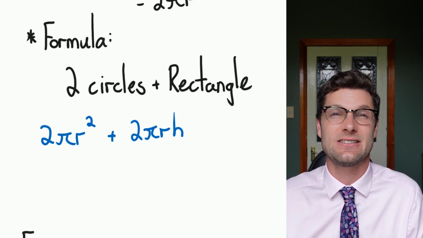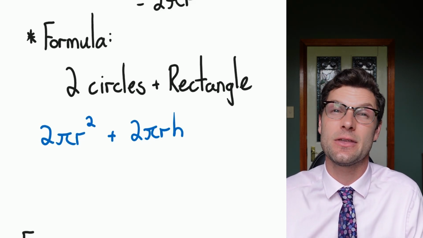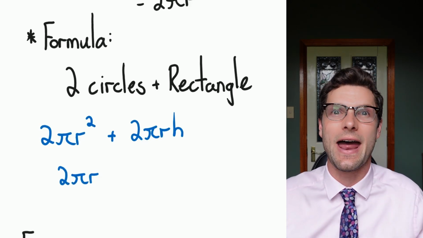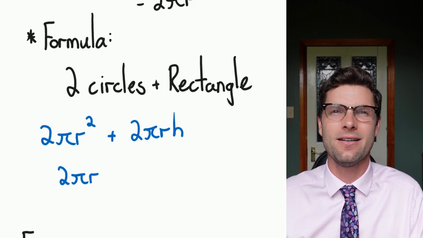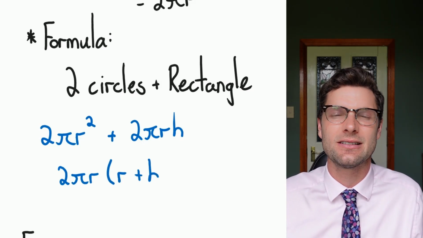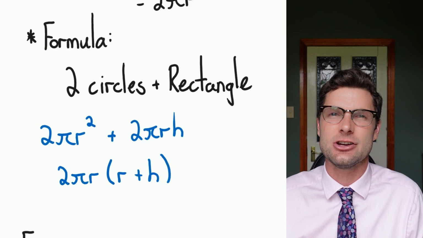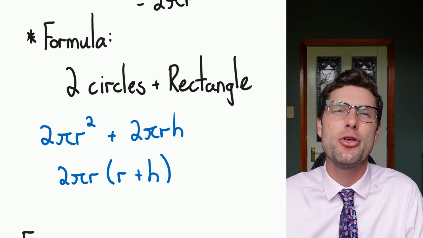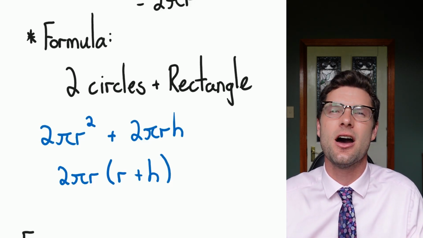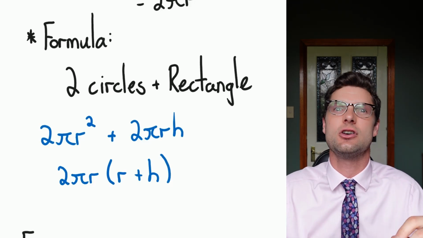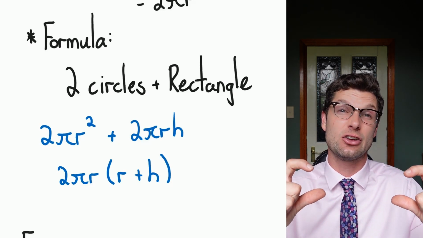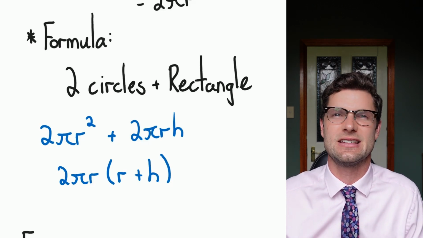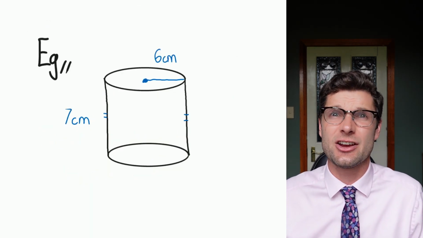You might sometimes see this formula factorized, and that is something that you should look out for. So in both of those terms, we've got 2 pi r, and I could rip that out the front. So I would have 2 pi r. Then for the circle, I would have 1 r left, and then for the rectangle, I would have the h. So you could have a formula of 2 pi r bracket r plus h. Both of these things would give you the exact same answer. I prefer to think about it as the two circles and then the rectangle. So I like using the one that's not been factorized, but either way will work 100%. So that makes working out these questions actually incredibly easy.